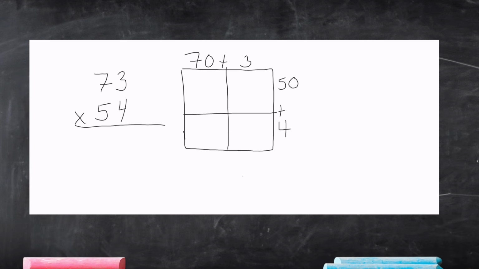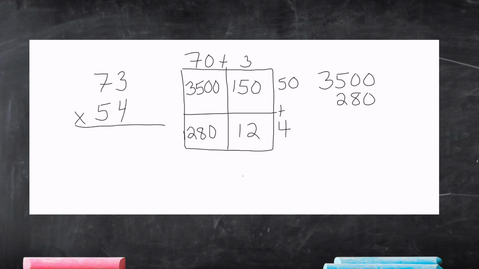And again, the order that you work this out doesn't matter, but I like to go from the top right down and around. So 3 times 50 is 150. 3 times 4 is 12. 70 times 50 is 3,500. And then 70 times 4 is 280. Those are our four partial products. All we do now is we record them on the side and we add them up.